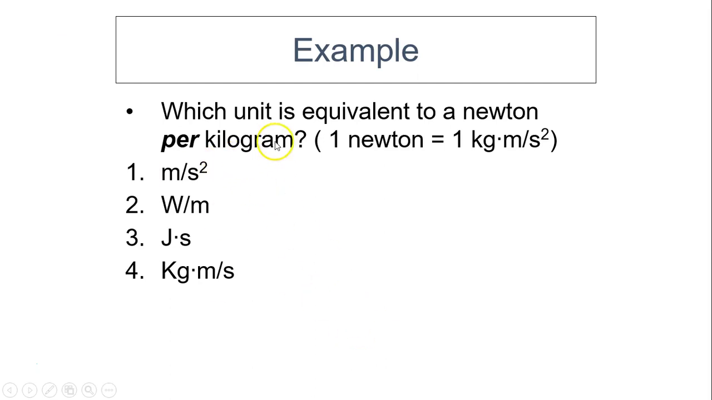Another example. Which unit is equivalent to a Newton per kilogram? Per kilogram means divide by kilogram. A Newton is this. Kilogram times meters divided by second squared. Using this, divide by kilogram, kilogram and kilogram cancel, you should have meters per second squared.